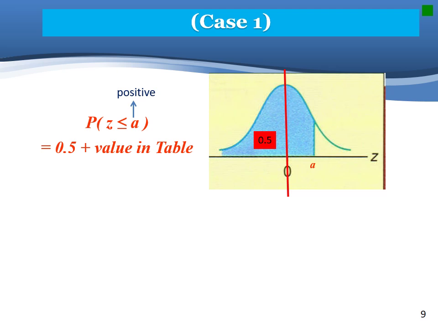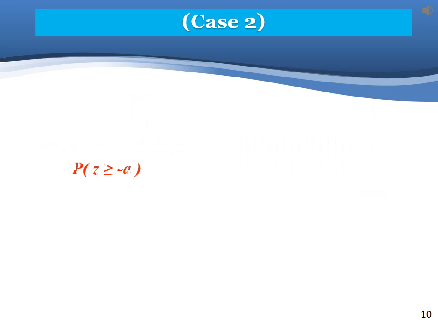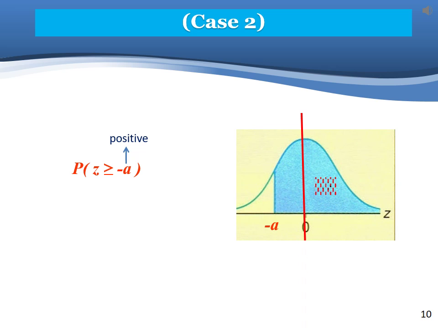When z is smaller than a positive number, the area, the probability, will be 0.5 plus the value in the body of the z-table. When z is bigger than a negative number, the area, the probability, will be 0.5 plus the value in the body of the z-table.